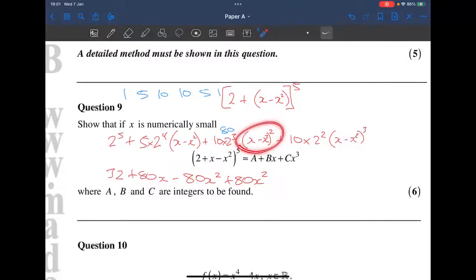We'll get, like I said, a minus 2x cubed in there times 80, so minus 160x cubed. And then, yeah, we don't need to worry about the x to the 4 bit because we don't need to go up as high as power of 4.